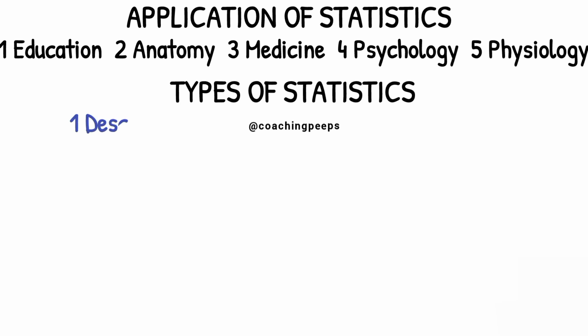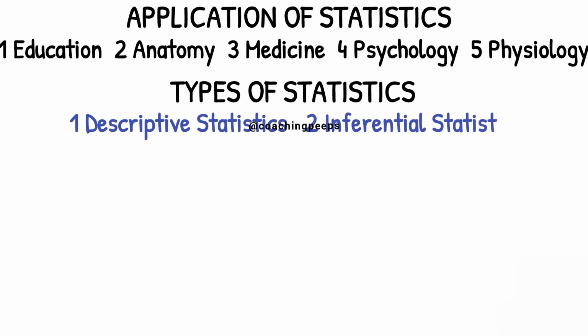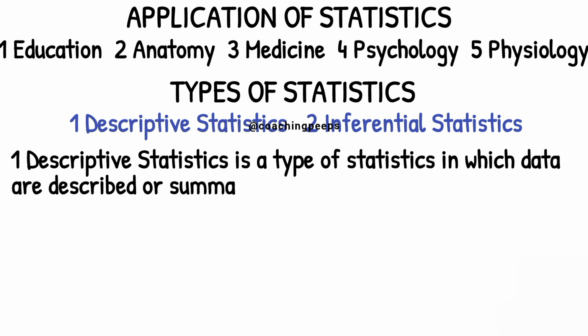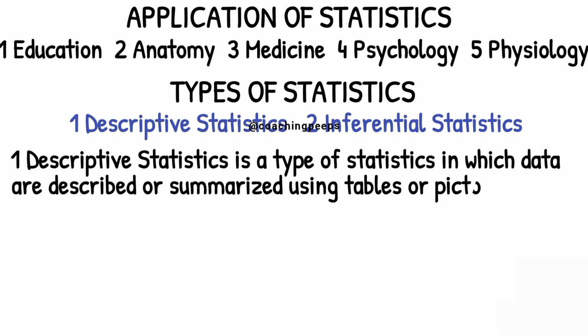Let's head over to the types of statistics. We have two types of statistics, descriptive and inferential. In descriptive statistics, data are summarized using tables or pictorials, such as bar chart, pie chart, histogram, and so on.